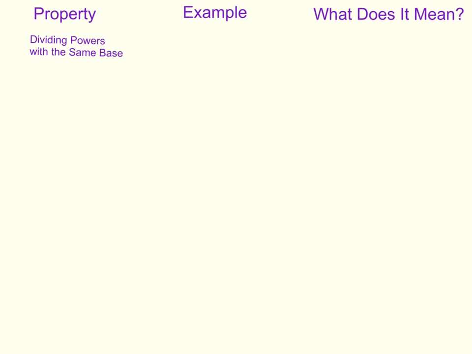This one, dividing powers with the same base. So let's see, a to the power of m over a to the power of n. So we're dividing powers that have the same base. What you do, you keep the same base, a, to the power of m minus n. Subtract the exponents.